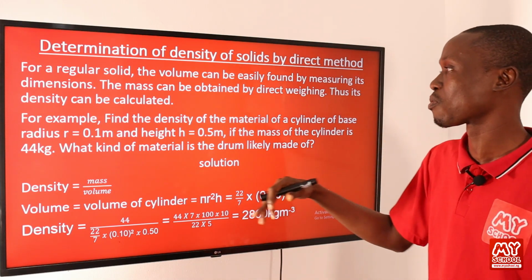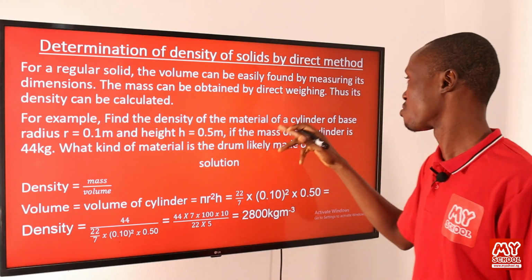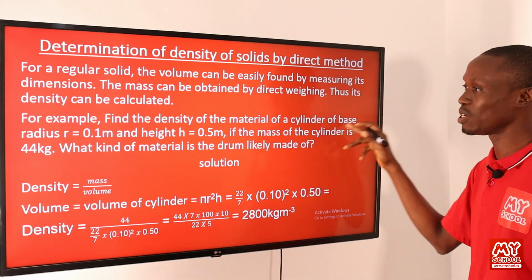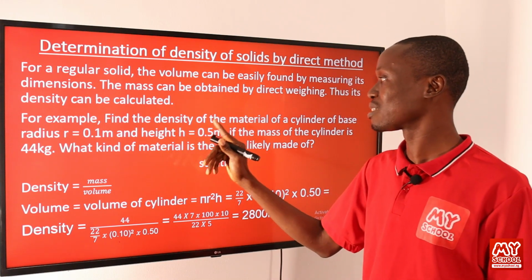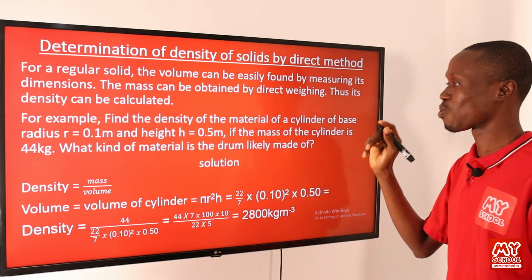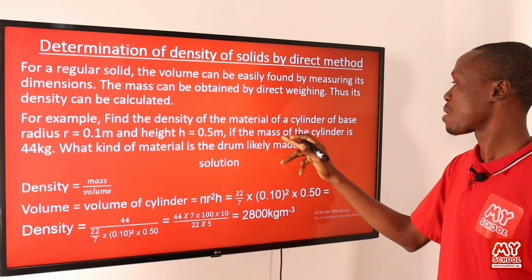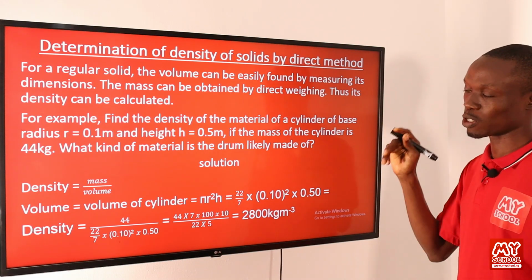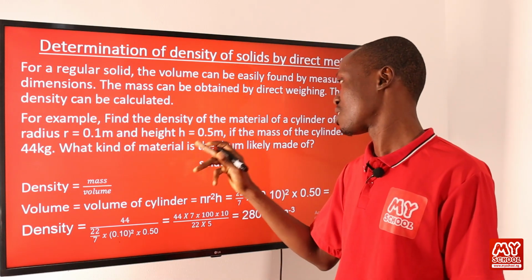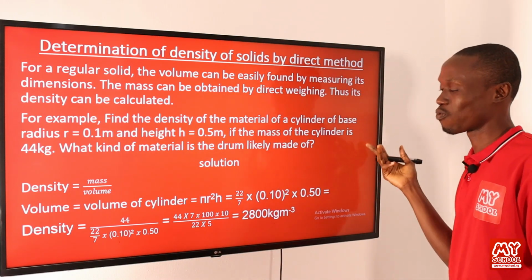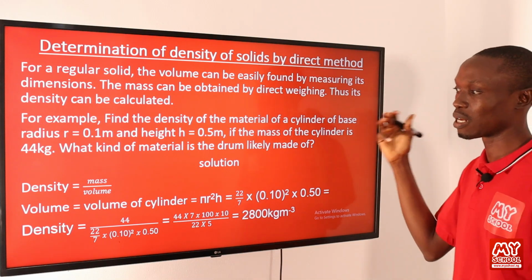So let's see an example. Find the density of the material of a cylinder of base radius r equals 0.1 meter and height h equals 0.5 meter. If the mass of the cylinder is 44 kilogram, what kind of material is the drum likely made of?